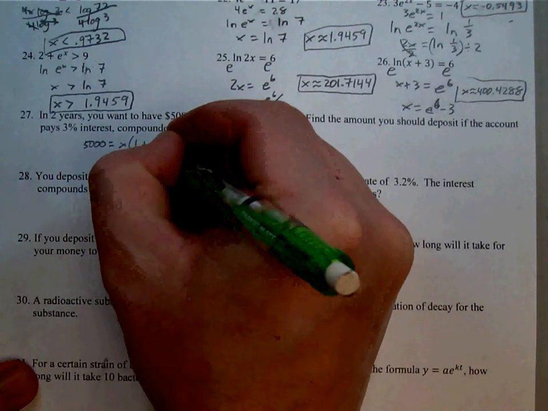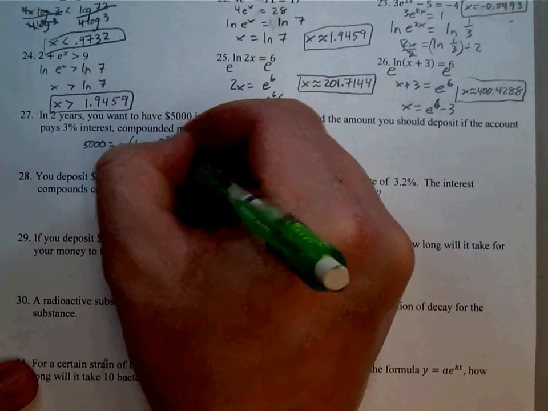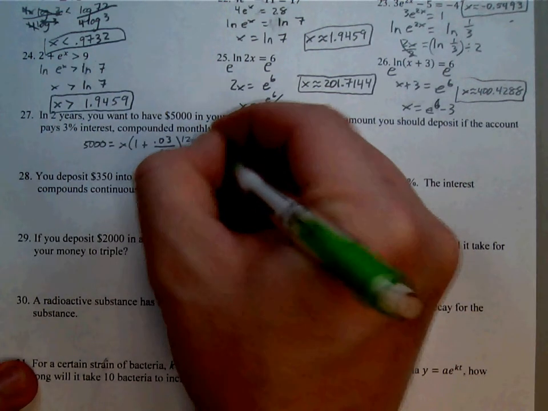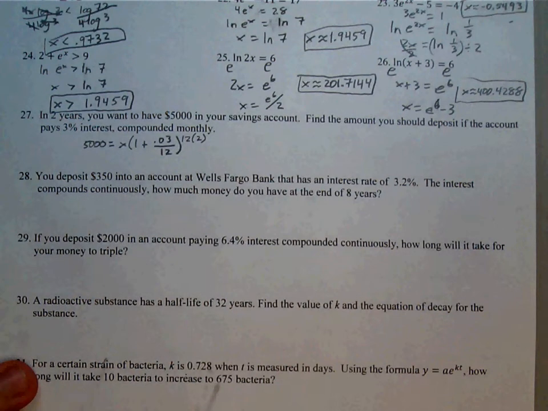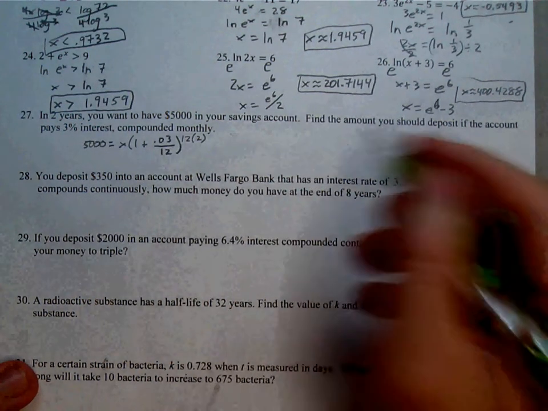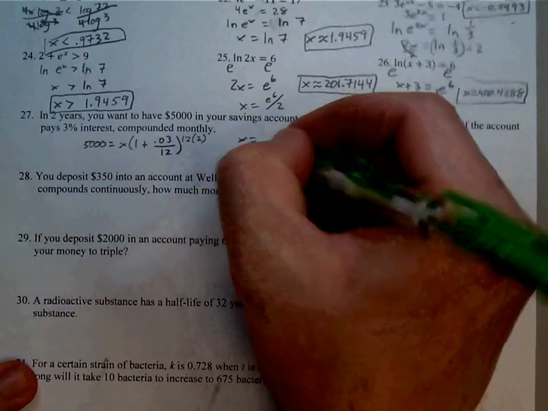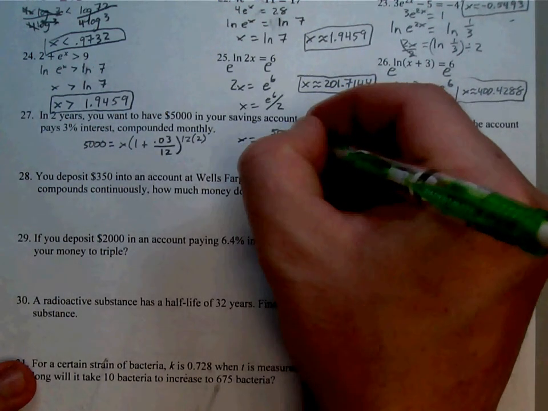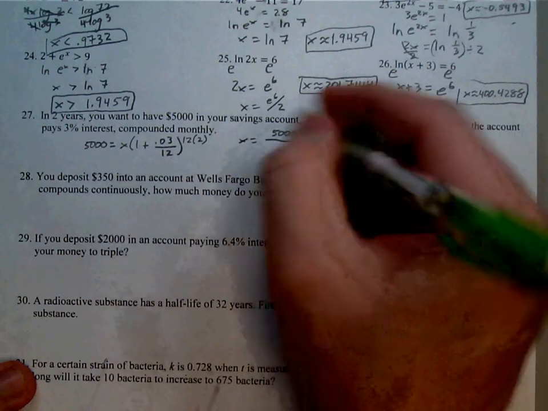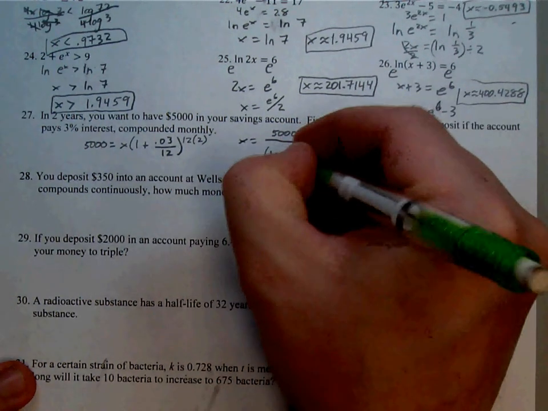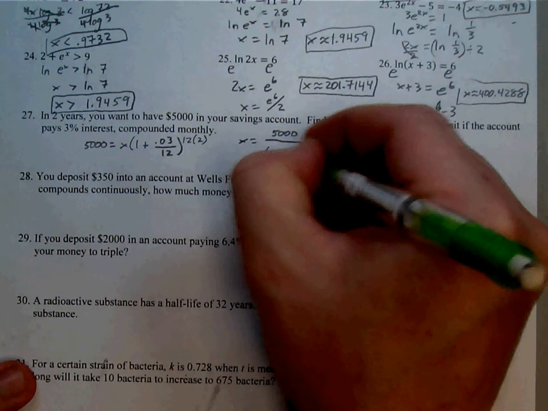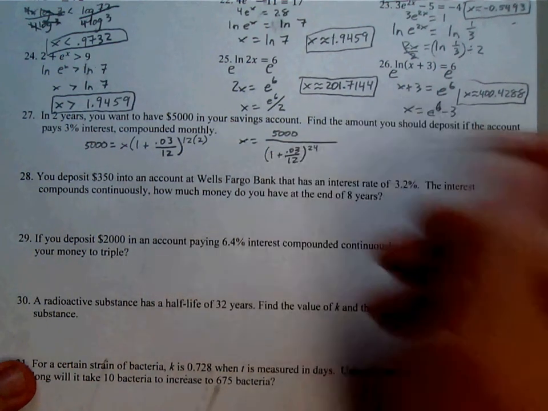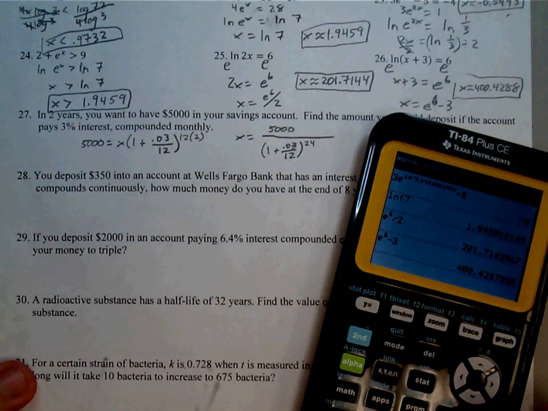So 1 plus 0.03, it's compounded monthly, so divided by 12. The exponent 12, and then it's 2 years, so 12 times 2. To get X by itself, we have to divide by that whole thing. So I'll have to take the 5,000 divided by 1 plus 0.03 divided by 12 to the exponent of 24. So I'll type that into the calculator.